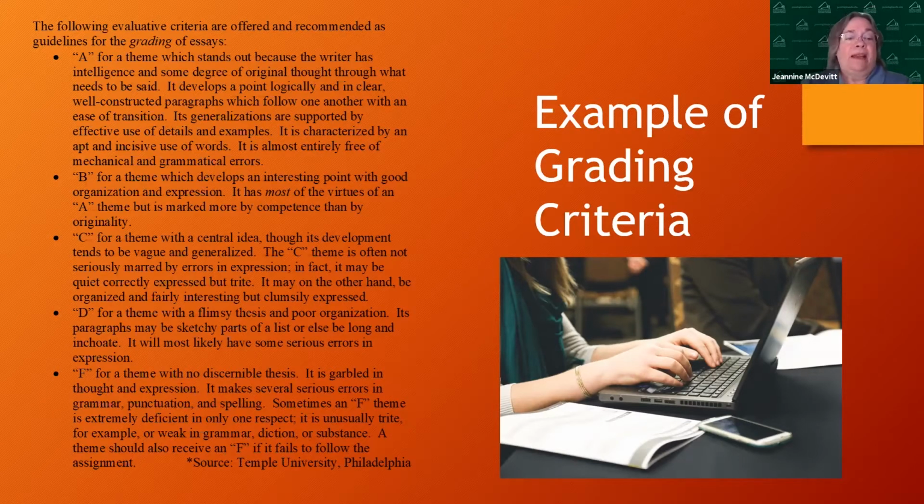Now D, flimsy thesis, poor organization. Paragraphs or sketchy parts of a list are long and inchoate. In other words, very disorganized, with serious errors in expression. Well, it's hard to do better than that description. An F is for a theme that has no discernible thesis, is garbled in thoughts and expression. It makes serious errors in grammar, punctuation, and spelling.